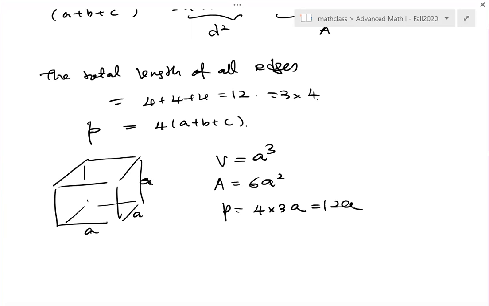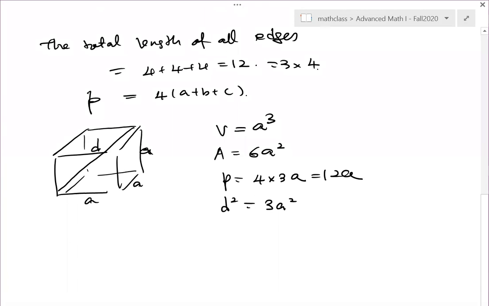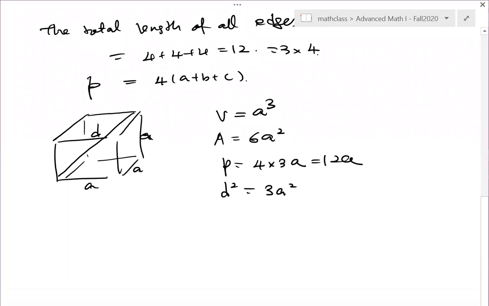So this is about the cube. But the length of the diagonal, so D squared equals 3A squared. Okay? The length of the diagonal is given by this. All right, that's all we needed to know. Okay. So here's a question, okay?